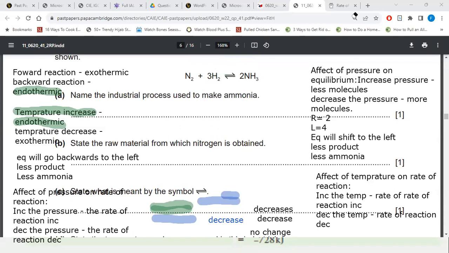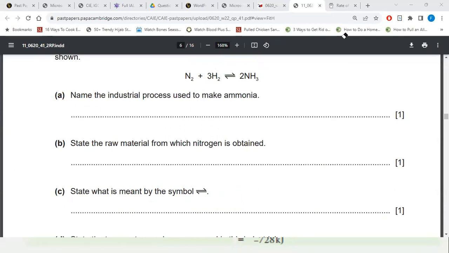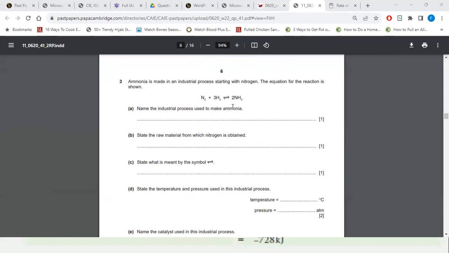Okay. Now the question is saying again, this is again about the Haber process. I told you that there are few reversible reactions in your syllabus. So when you solve past paper questions, you will see these few questions again and again. That's because there are only 3, 4 reversible reactions in your syllabus. You're going to see pretty much all of the questions looking the same.